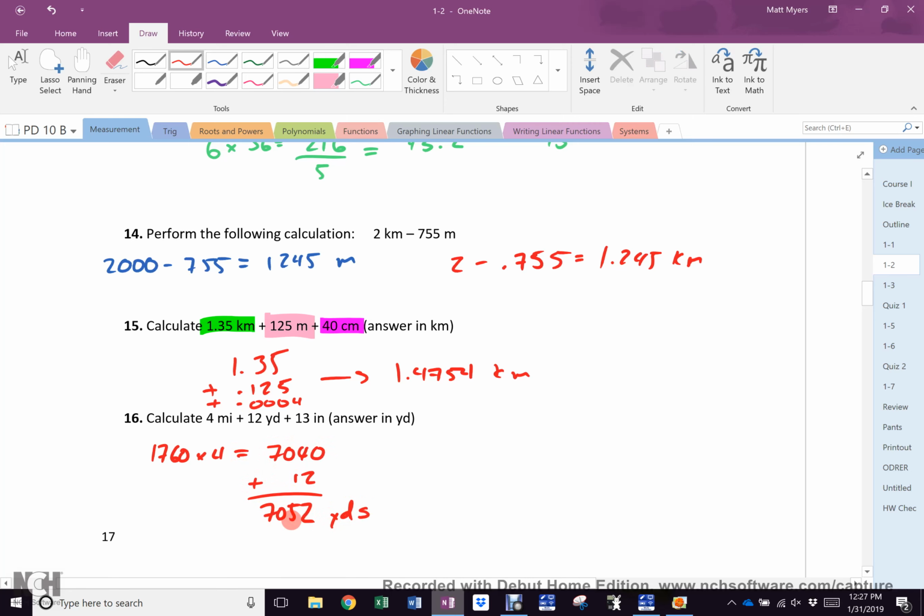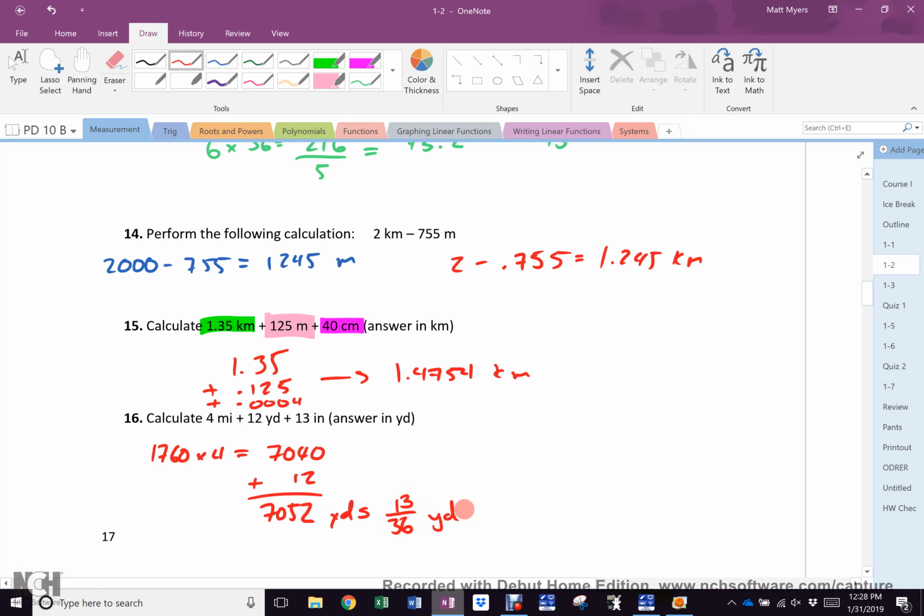Pretty much everybody should be able to get to there in a couple of seconds, yeah? Now we're in trouble. Why are we in trouble? What's left? Inches. Does 13 inches even equal 1 yard? No, so I must need a fraction. If I keep it as inches, how many inches are in a yard? 36. How many inches do I have? So it must be 13/36 of a yard, correct?